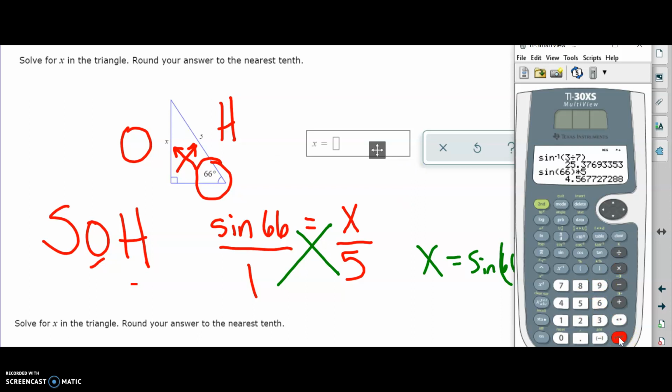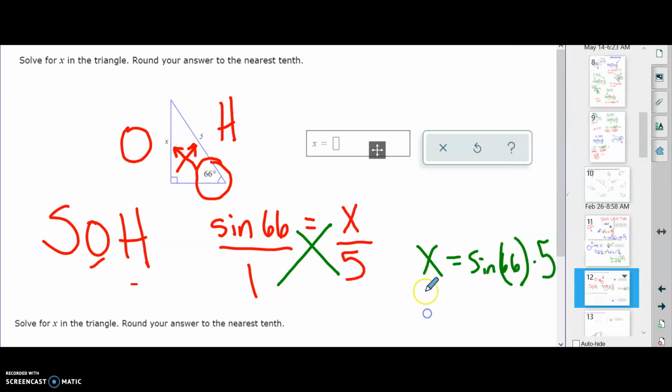So try it on your cell phone. If you don't get what I have right there, then you've typed it in wrong. So you want to type the 66 first, then your normal sine button, not the inverse sine button, your normal sine button. Okay, and then you're going to hit equals, and then you'll hit times 5.